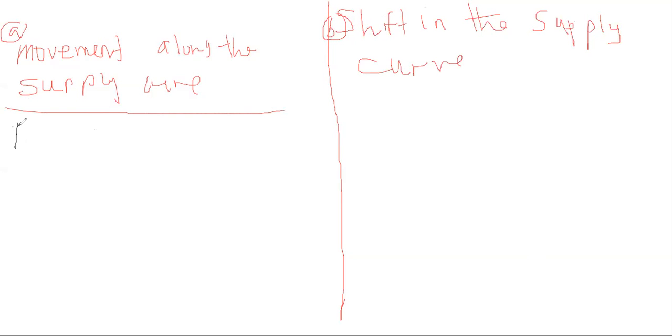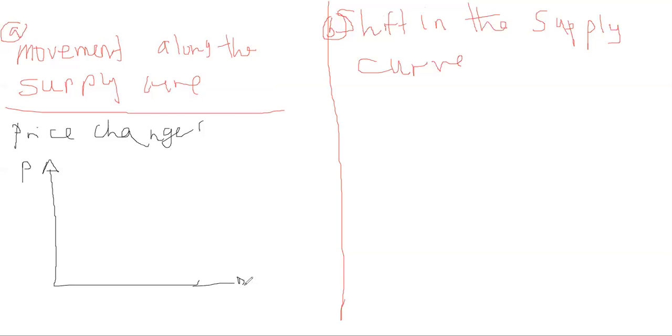Change in prices. With a graph like this, we have our vertical axis where we have P, which is the price, and on the horizontal axis, we have the quantity supplied. Initially, let's say we start here. When the price is 3, the quantity supplied, let's assume, is 4.